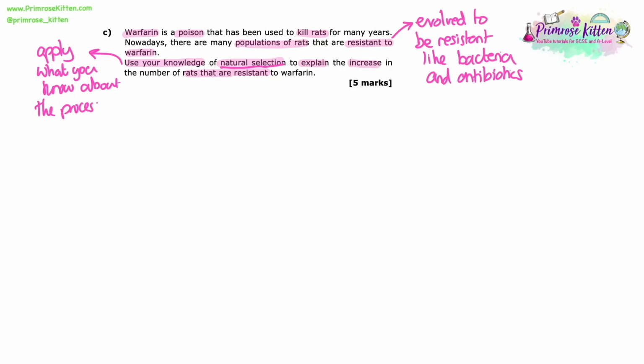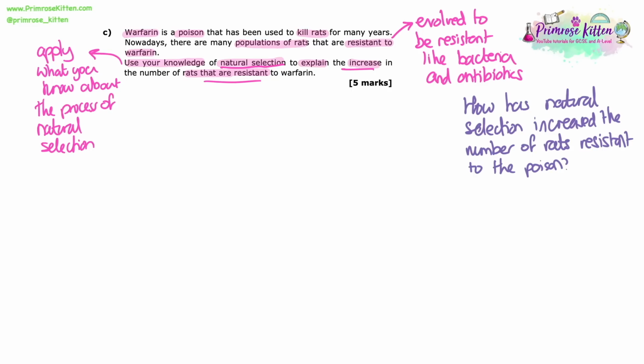So this makes sense when it's saying use your knowledge about natural selection. So we need to apply what we know about the process of natural selection, which we've probably learned in different contexts, maybe like about bacteria and antibiotics. But this time we're applying it and just using it to explain how rats could develop that are resistant. So how, going through the stages of natural selection, has that increased the number of rats that are resistant to the poison?